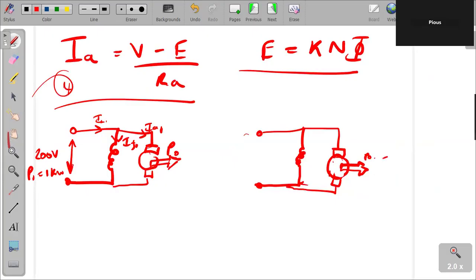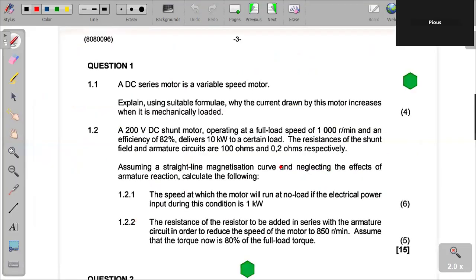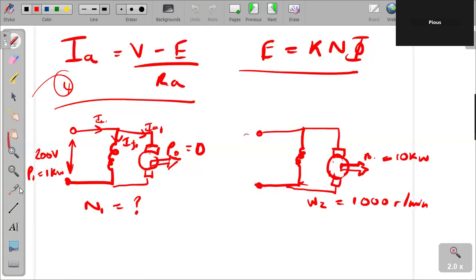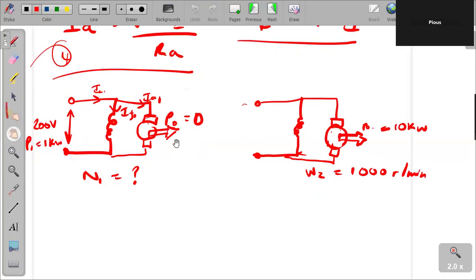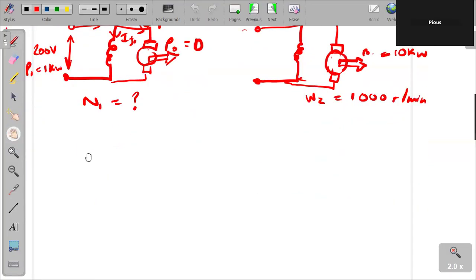By the way, the P out here at no load becomes 0. Remember, I said no load, 0. So this is 10 kilowatts as a P out. And then N2, here we have been given at full load, we were told, is 1000 revolutions per minute. That's the information we have. Then here, N1, apparently we do not know. That's practically what the question is asking: the speed at which the motor will run at no load if the electrical power input during the condition is 1 kilowatt. So we do not have N1, that's the one we're looking for. So this is the information that we have, and we want to use it to answer our question.